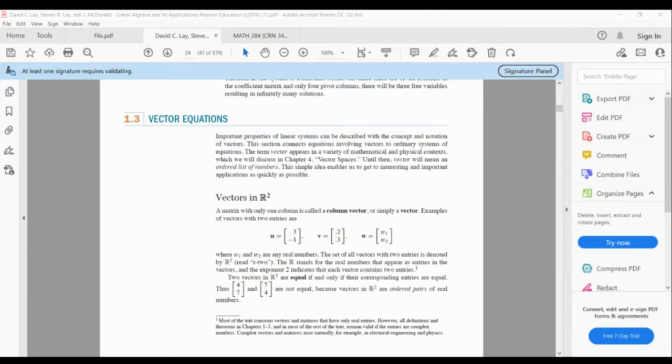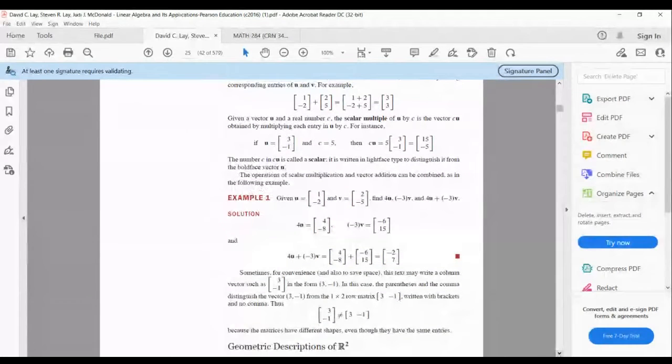So two-dimensional vectors are going to have two components, and you can think of the components also as ordered pairs, for vectors in R2 or two-dimensional space. The operations that are done on vectors: we can add vectors, we can subtract vectors, and we can take a vector and multiply it by a scalar.